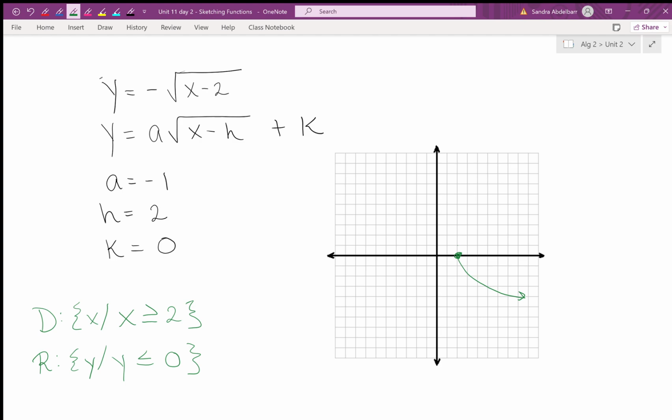Okay. I have more I want to show you. Let's complicate things a little bit. Are we ready for this?